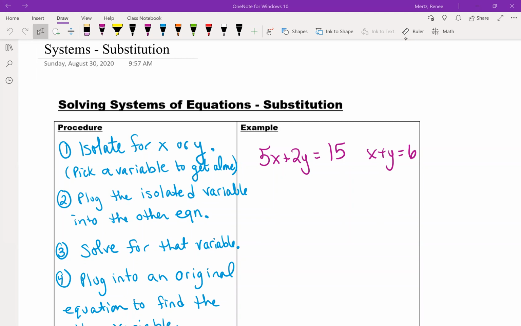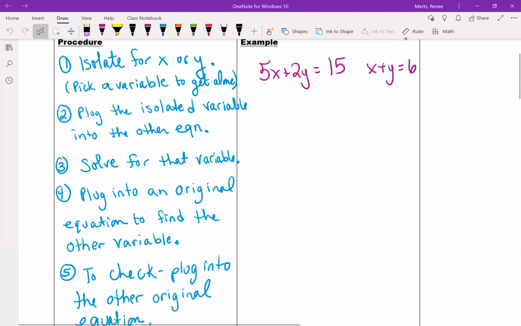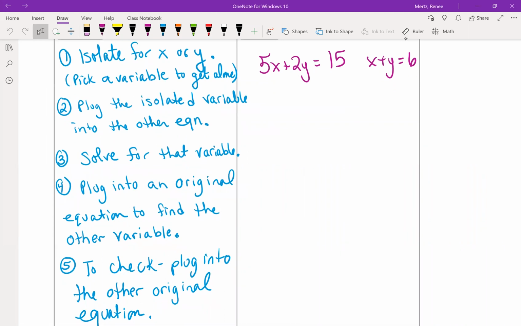The first way is to isolate, your first move is to isolate for a variable. So you're going to pick any variable, whichever one's the easiest to get alone. It doesn't matter whether it's x or y. So isolate for x or y. Step 2, pick the isolated variable and put it into the other equation. Plug the isolated variable into the other equation.